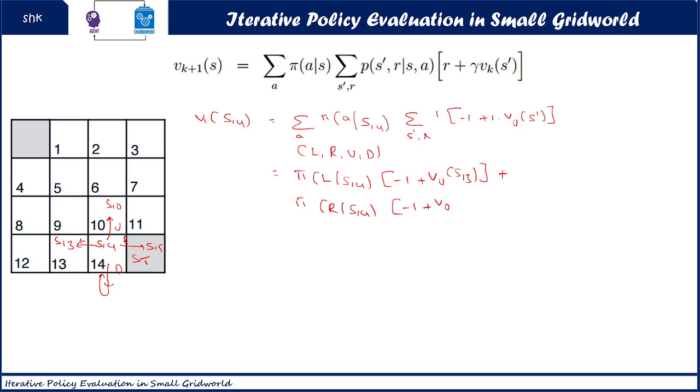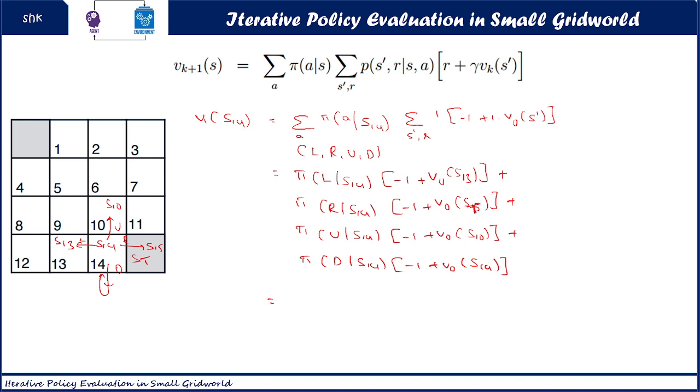V naught of, when we take the right action, the state transitions to the terminal state. So instead of S15, I'll write ST, that is the terminal state, plus the probability of up action from S14 state, the reward is -1. When you take the up action from S14, the next state is S10. So we write V naught of S10, plus the probability of down action from S14 state, -1 plus V naught of, when you take the down action, the transition falls to the same state, that is S14.